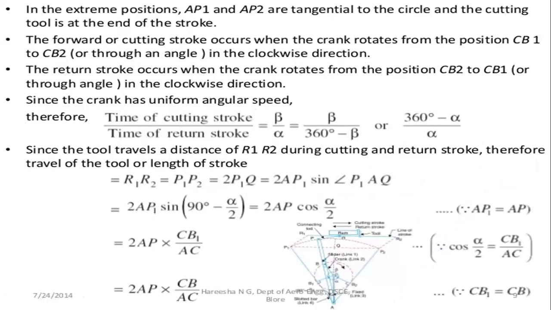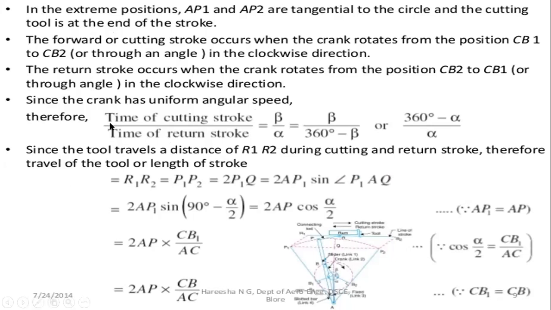Next, the return stroke occurs when the crank rotates from the position CB2 to CB1. సో మళ్ళీ రిటర్న్ స్ట్రోక్ వచ్చేసరికి బ్యాక్ సైడ్ ఉంటుంది, ఒకసారి మీరు చూడొచ్చు. సో CB2 నుంచి CB1 కి రిటర్న్ స్ట్రోక్ అనేది ఉంటుంది ఇన్ ద క్లాక్ వైజ్ డైరెక్షన్. సిన్స్ ద క్రాంక్ హ్యాస్ యూనిఫామ్ యాంగులర్ స్పీడ్. సో క్రాంక్ అనేది ఎప్పుడు కూడా మనకి యూనిఫామ్ స్పీడ్ లో ఉంటుంది కాబట్టి దీనికి ఫార్ములా ఉందమ్మా మనకి.